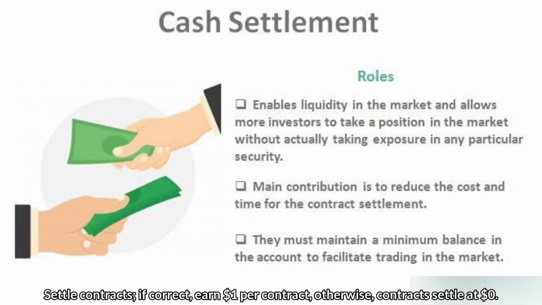Settle contracts. If correct, earn $1 per contract, otherwise, contracts settle at $0.